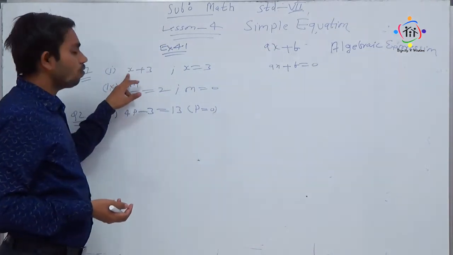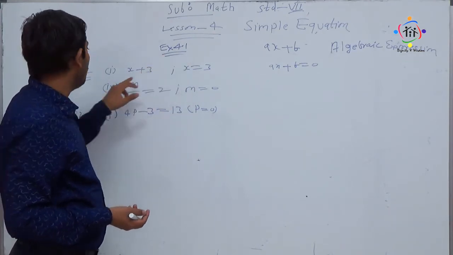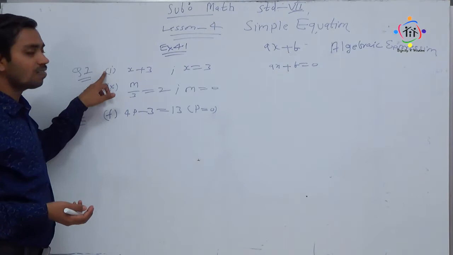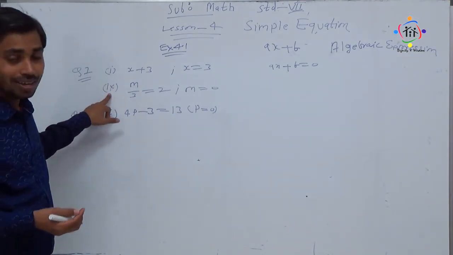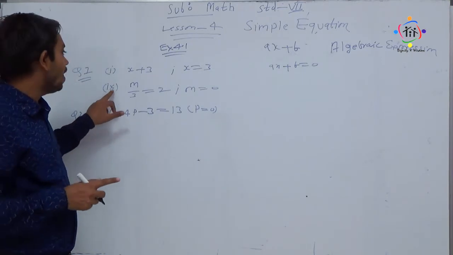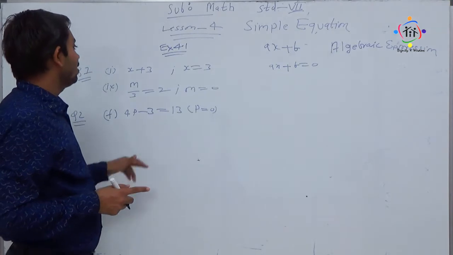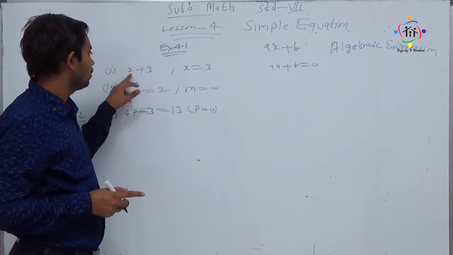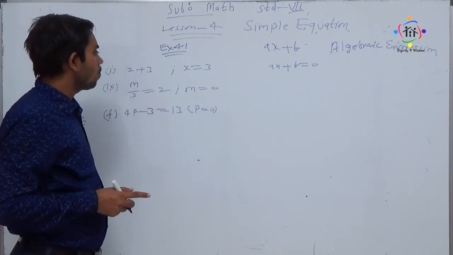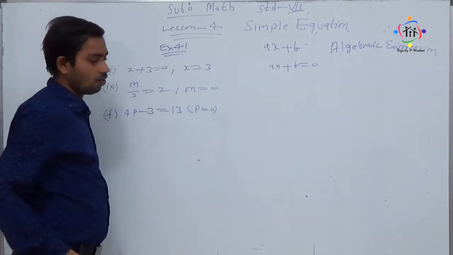Now let us proceed with some questions in exercise 4.1. Question number 1. These are the sub parts of question number 1. The first and ninth ones I am doing, my dear students. The other sub questions are of a similar type. Here we have to check whether x is equal to 3 satisfies the given equation or not.